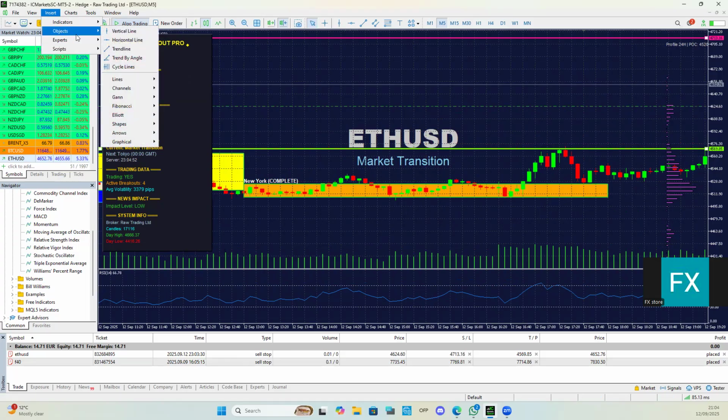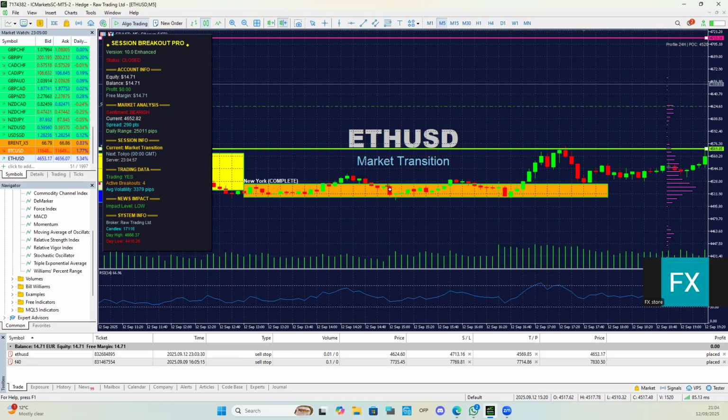Scripts, objects, arrows. Okay, arrow up. So let's say we see this situation here, right? Equal highs, equal lows. What will our next move be?